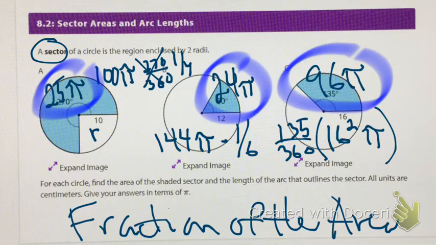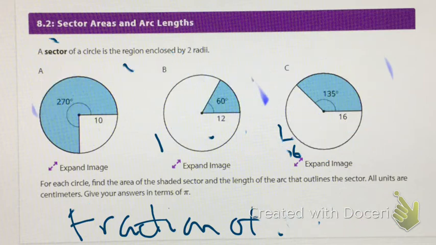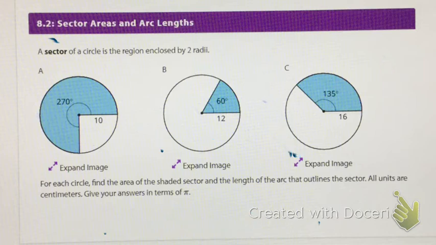Let's see. They didn't ask us to find the arc length here, did they? Oh, they did. So let's go ahead and do that. I'm just looking at the question at the bottom here. So if we want to find the arc length, let's start over. What's the circumference of that circle A? Well, the circumference is going to be pi times the diameter. So that's going to be 20 pi. And we want a fraction, so we want 3/4 of that. Well, 3/4 of 20 is 5.